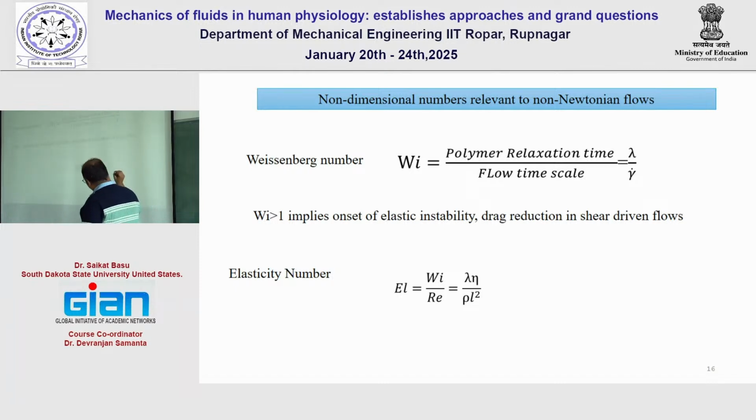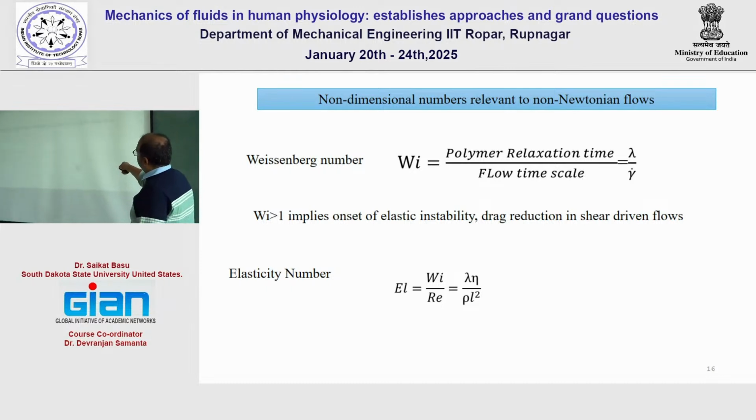When the fluid is moving at a very low velocity, the polymers are not stretched enough. The fluid is not able to exhibit its elastic property. So Weissenberg number greater than 1 implies onset of elastic instability. In case of pipe flows, unless the Weissenberg number exceeds 1, we can't see the drag reduction.